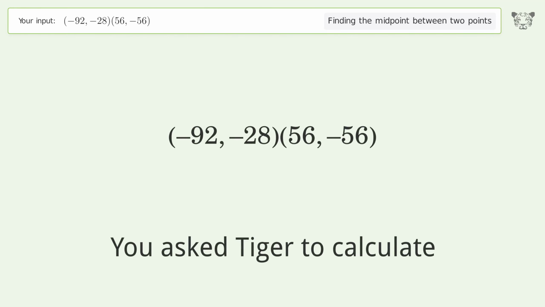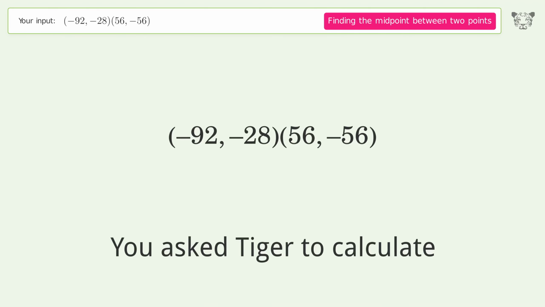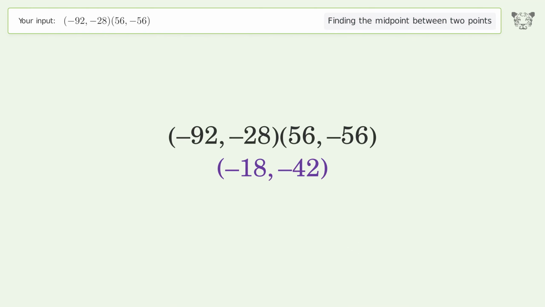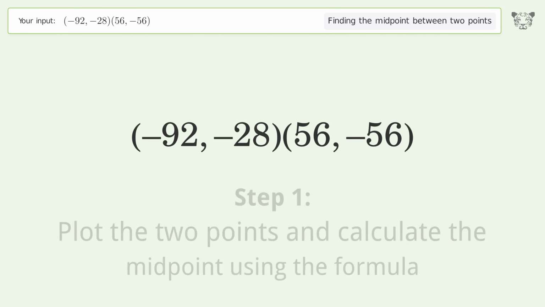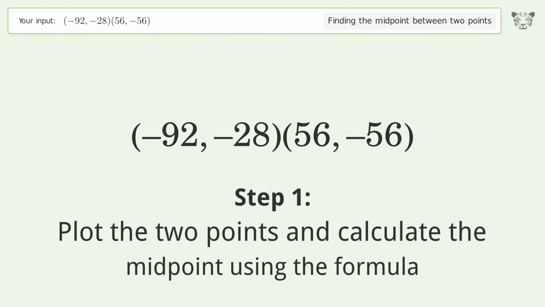You ask Tiger to calculate. This deals with finding the midpoint between 2 points. The midpoint between the 2 points is -18, -42. Let's solve it step by step. Plot the 2 points and calculate the midpoint using the formula.